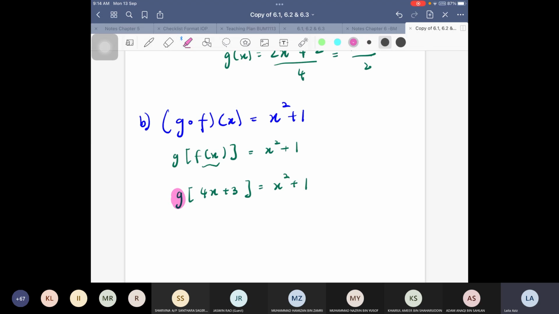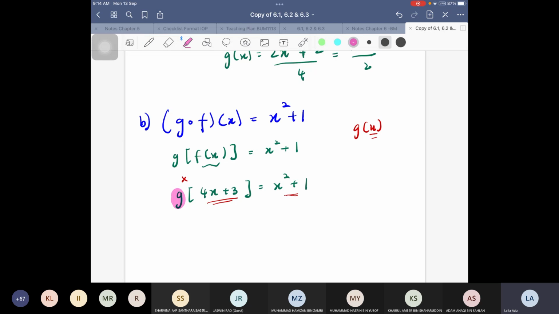Tapi yang ni you jangan pula pergi bahagi, ambil yang ni bahagi pergi belah sana. No, it doesn't work that way. Ingat yang ni dia bukan bahagi tau. Bukan operasi darab. Ni bukan g darab 4 tambah 3. Ni adalah g of x. X tu kita tak bahagi. Yang ni dia bukan darab. Okay. So maknanya you kena ganti function ni kat dalam g. Baru you akan dapat x square tambah 1. Tapi macam mana nak tahu apa dia function g?